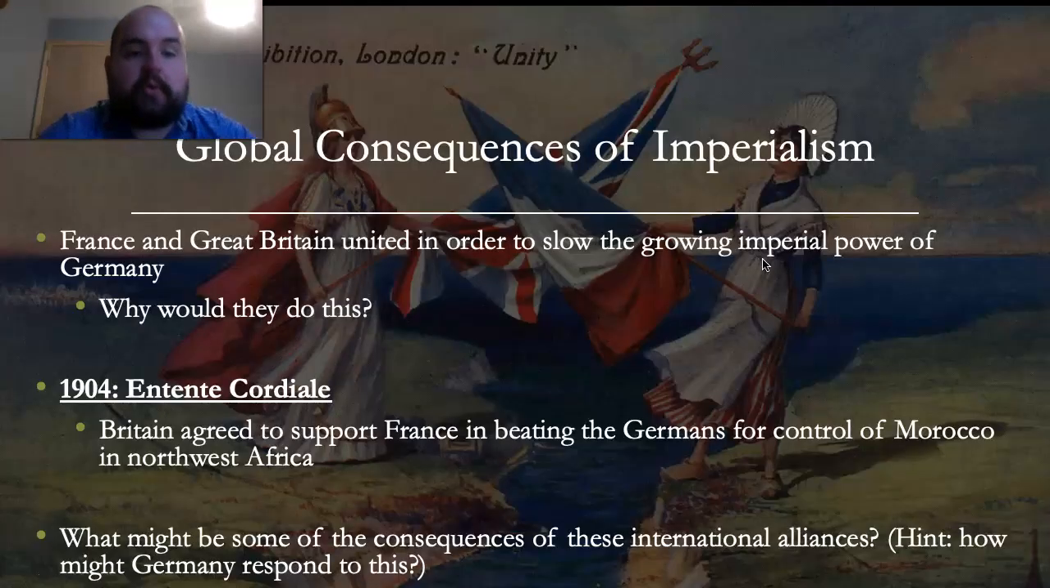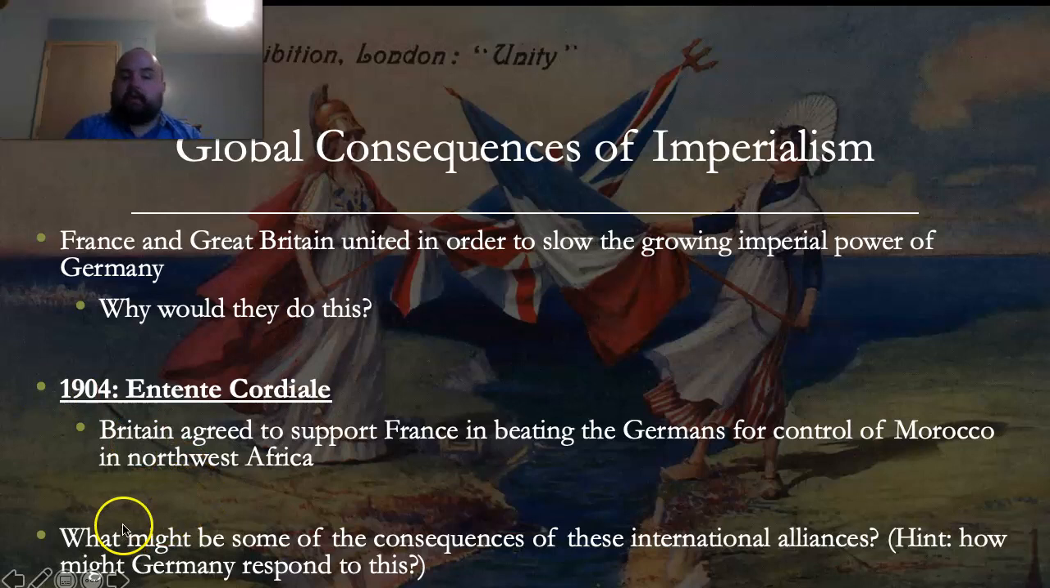Finally, let's look at a few global consequences of imperialism to tie this into the larger world. By the end of the colonization of Africa, France and Great Britain had united to slow the growing imperial power of Germany specifically. Again, they would probably do this to limit the growth of the German Empire. When one empire seems to be getting too powerful, countries are going to start uniting, even though they had previously been enemies against each other. By 1904, these countries had formed the Entente Cordiale. This was a specific agreement where the British agreed to support France in beating the Germans for control of Morocco and Northwest Africa, leading to a long-standing alliance.